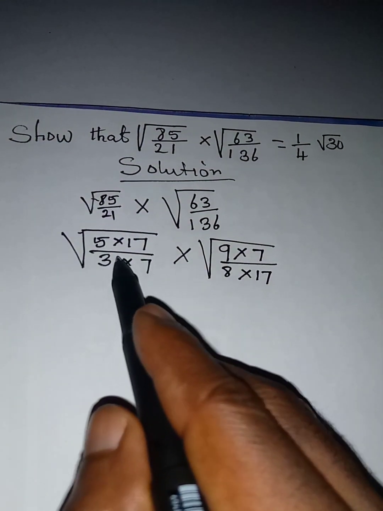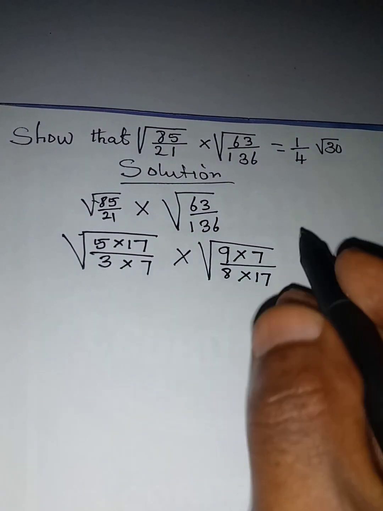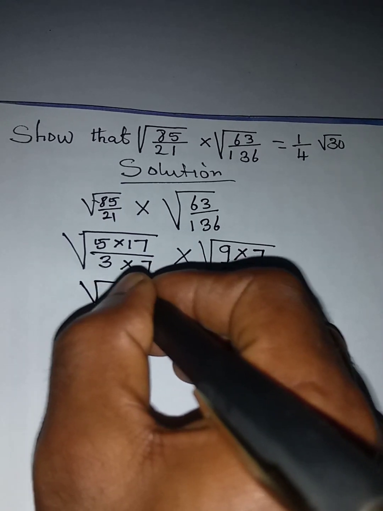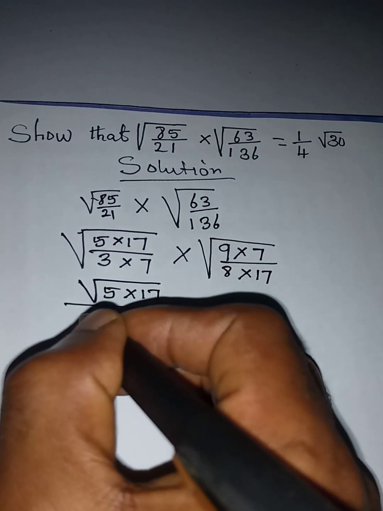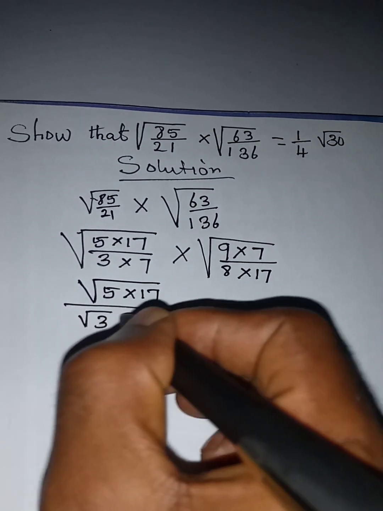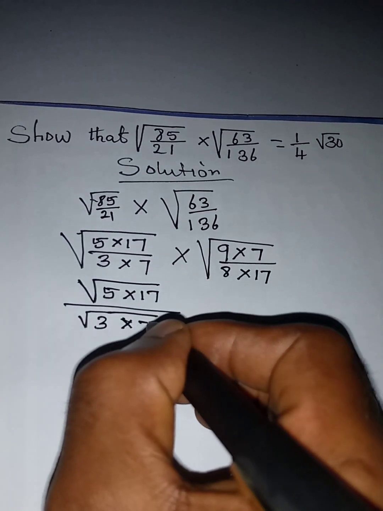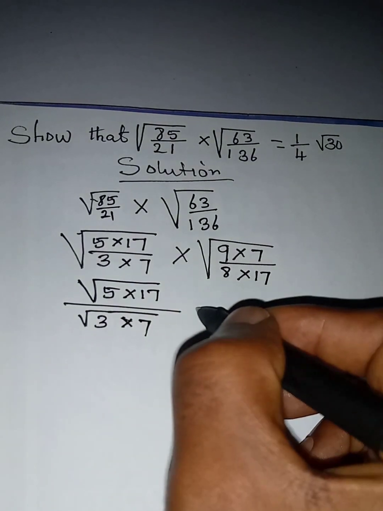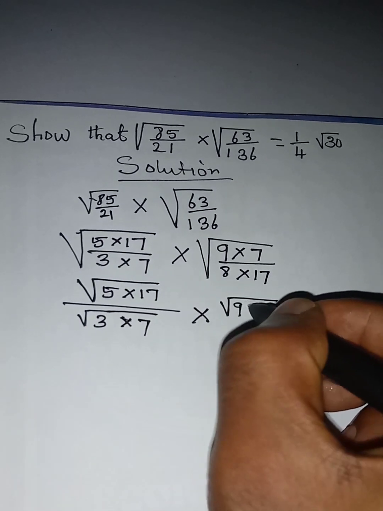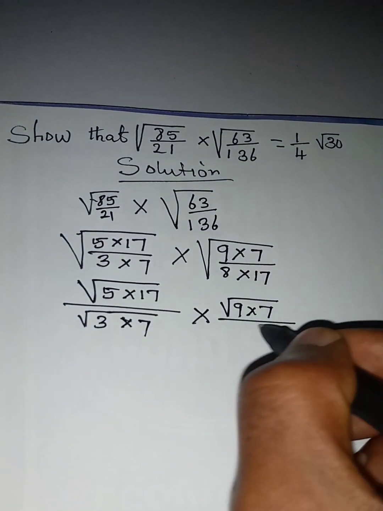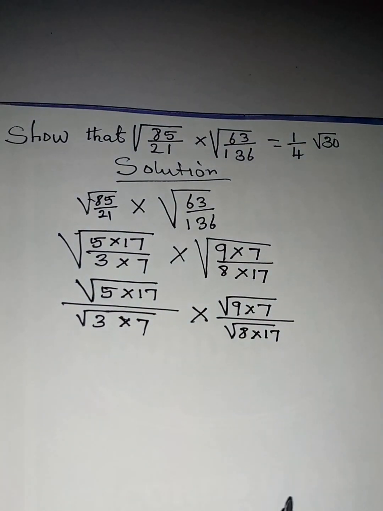Okay, so from here I want us to split these two expressions. Let's have something like this: root of 5 times 17 over 3 times 7, all in the same root. Then multiply by, here we have 9 times 7, then over root of 8 times 17.